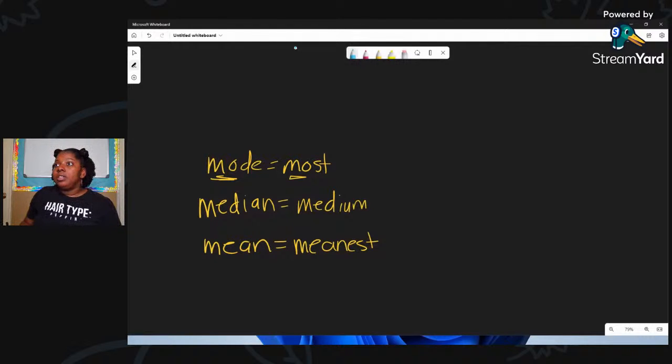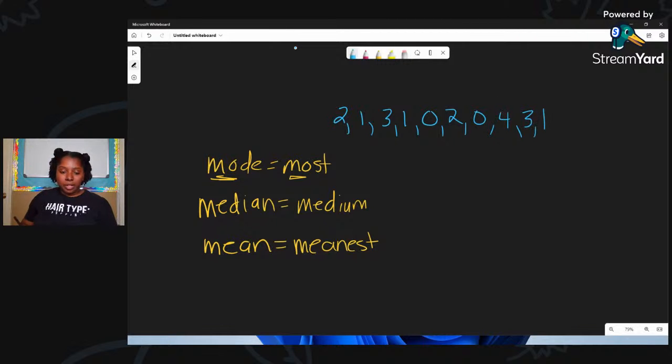So here we go. 2, 1, 3, 1, 0, 2, 0, 4, 3, 1. Okay. So we have these numbers right here. Which one shows up the most? That's what mode means. Mode just means which one shows up the most.